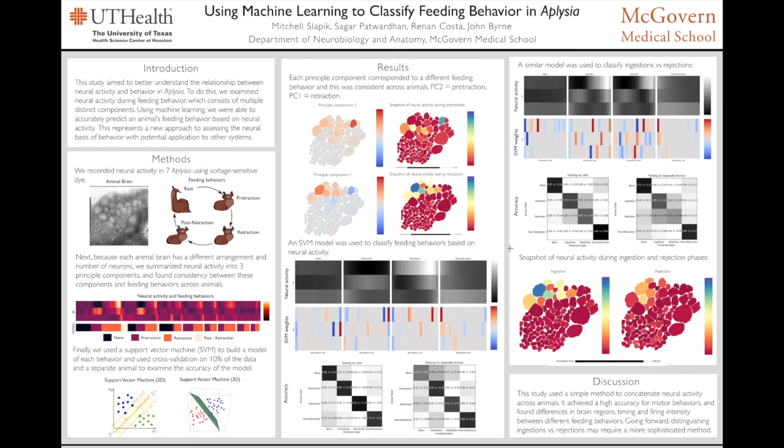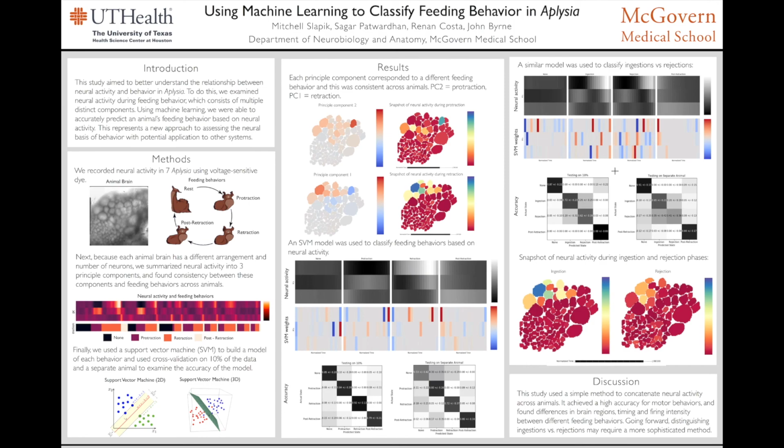So moving on to the third column, we created a similar classifier, but we were trying to distinguish ingestions and rejections. In this timeline of neural activity, you can see that principal component 1 reaches a much higher level of intensity during ingestions compared with rejections. And under that, you can see the weights that the classifier used to tell these different behaviors apart.